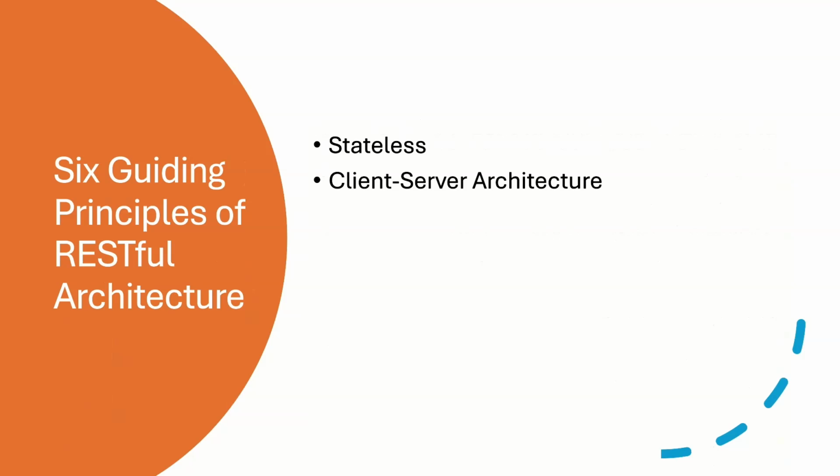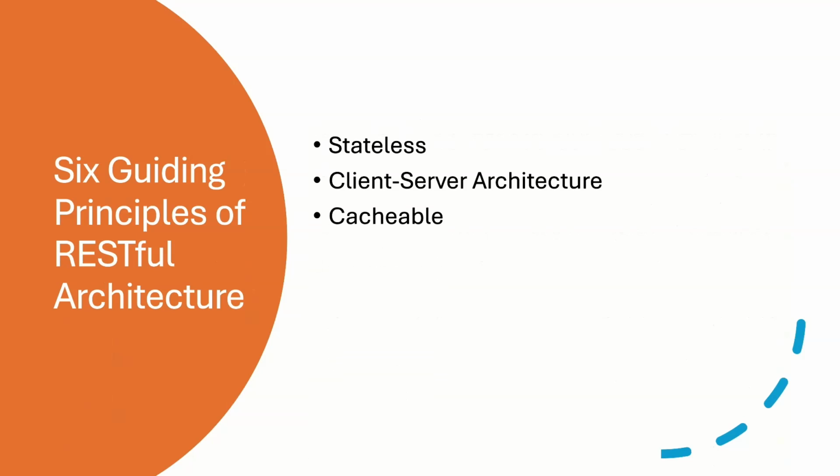Next, we have the client-server architecture. This principle separates the user interface concerns from the data storage concerns. By keeping these responsibilities separate, the client and server can evolve independently. For instance, a mobile app, client, can request data from a server that stores product information. The app can update its user interface without affecting the server, and the server can update its data storage methods without affecting the app. This separation enhances scalability and flexibility.